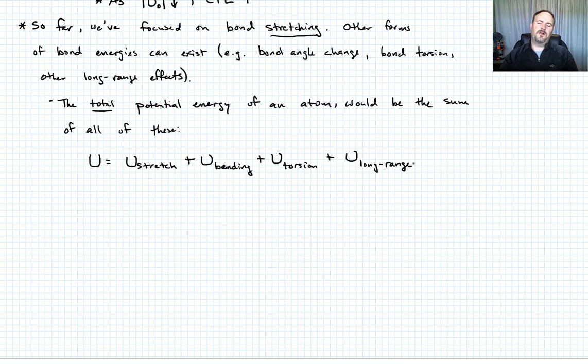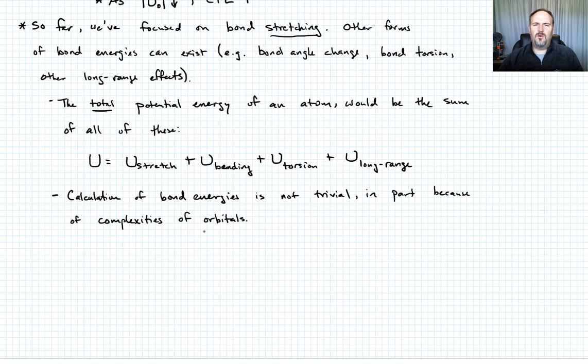So the bond potential is actually fairly complicated, and in most cases, in fact, you can't write it as simply a function of r. It's going to be a function of maybe r as a vector. You need the directional component. So I'll just mention in closing that the calculation of bond energies is not trivial. And in part, that's because of the complexities of the orbitals. What I mean by that is that I think we're used to thinking of orbitals in the Bohr model. So let me just give you an example.